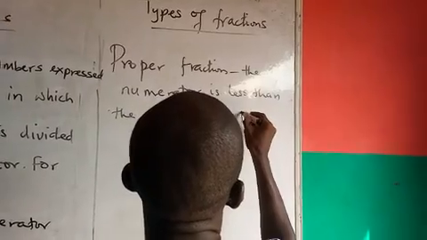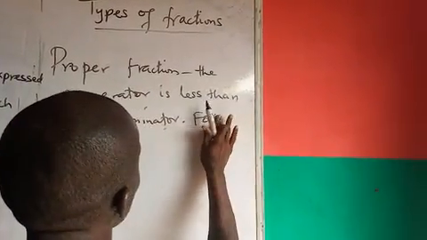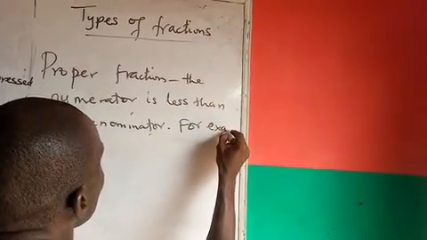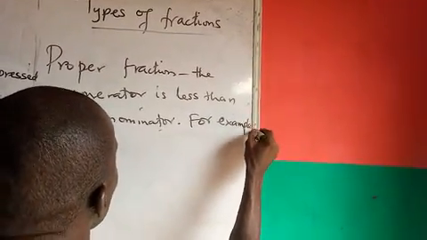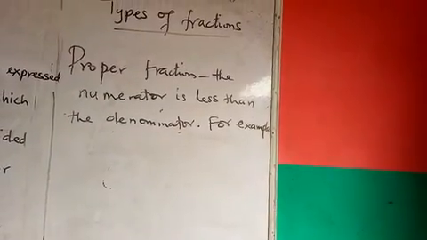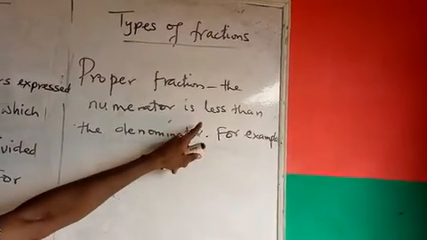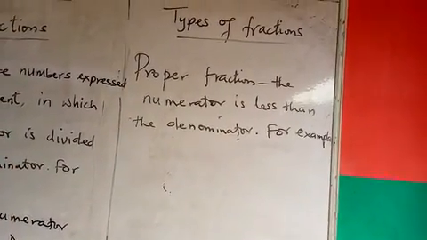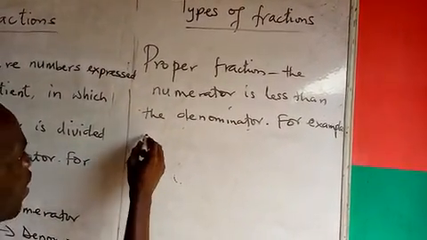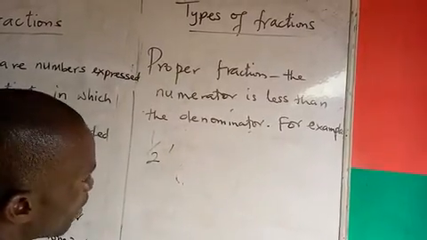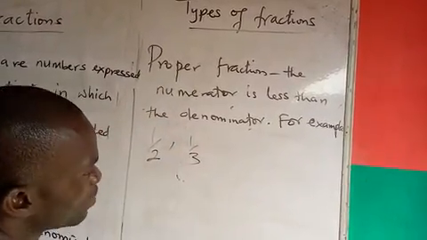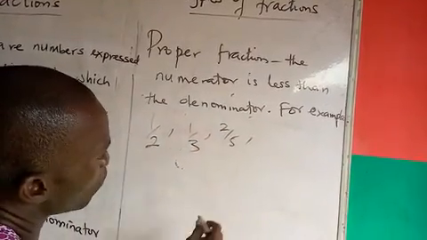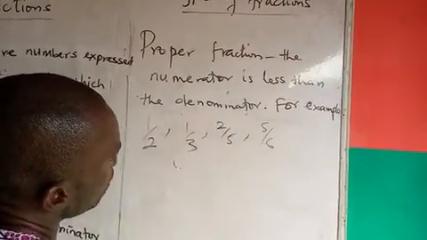A proper fraction is when the numerator is less than the denominator. For example, whenever we have a numerator that is less than the denominator, such a fraction is what we call a proper fraction. Example, 1 over 2. 1 over 3 is also an example. 2 over 5 is also an example. 5 over 6 is also an example.